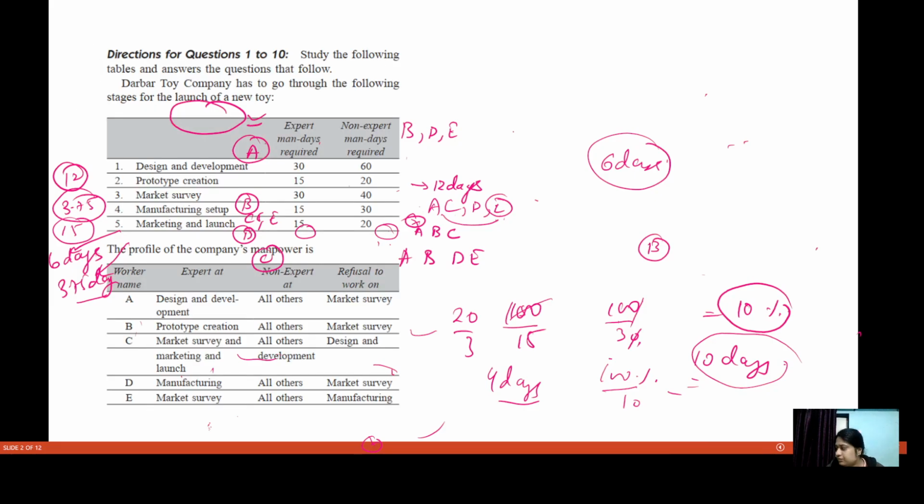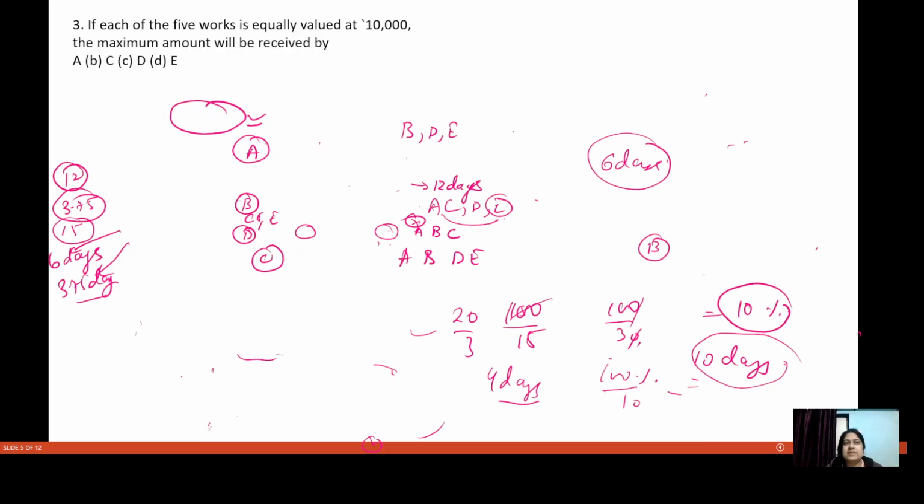Okay, so let us calculate this. Now look at this question. It is asking if each of the five works is equally valued at 10,000, the maximum amount will be received by. So how we will calculate the work? See, 100% of any work is valued at 10,000. Now we have to find out that the maximum amount will be received by which one.